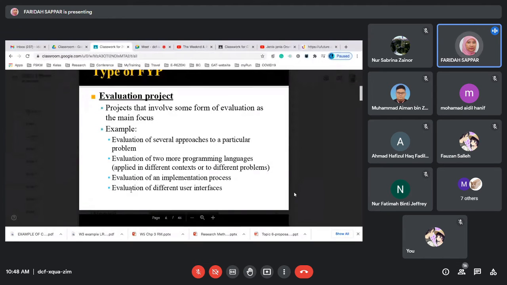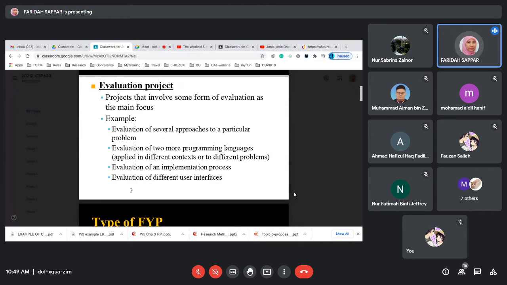Evaluation on different user interfaces is not suitable for 245. For 251 or 255, they do user interface usability testing on the colour and the interface itself, on the application part. So network students have not done evaluation on the interface.